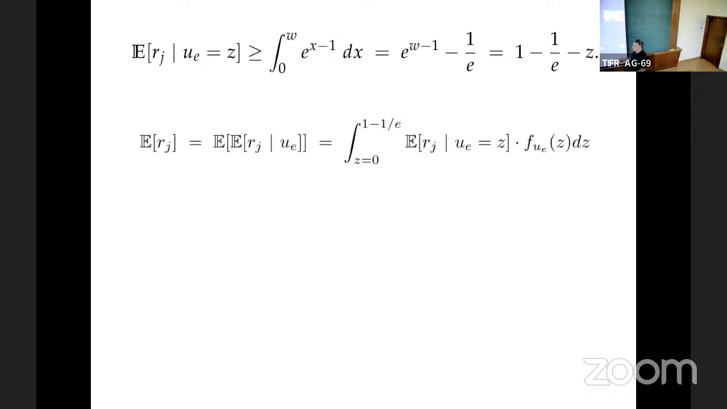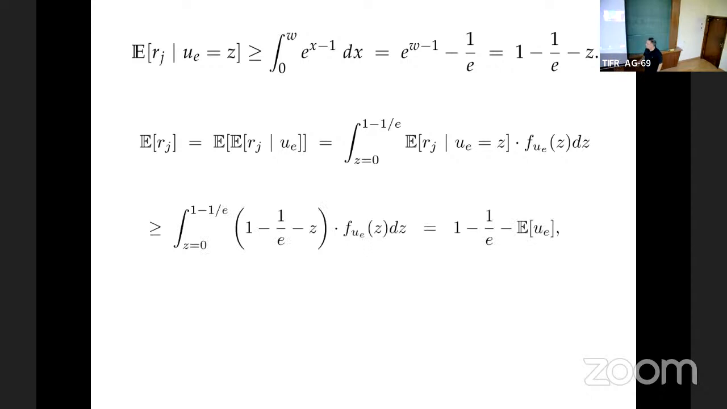But that's the conditional expectation of the revenue. What is the revenue itself? That can be lower bounded by using the law of total expectation, and you know what that is, right? That's elementary undergrad probability. So the expectation of Rj is the expectation of the conditional expectation. The conditional expectation is lower bounded by this, and the expectation itself will be the integral of Z going from 0 to 1 minus 1 over e, which is the range of Z, of the conditional expectation times the probability density function of UE, which we don't know what it is, but it will factor out right away. We don't even care for it.